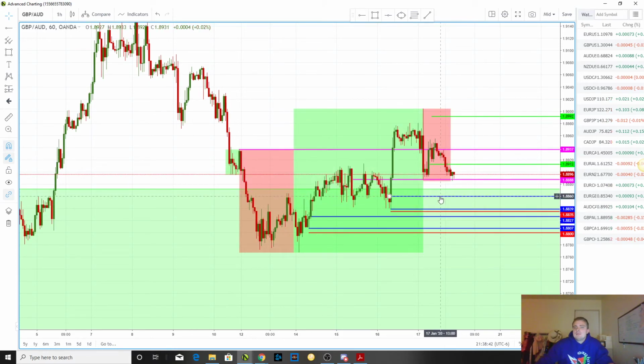And if you just have your entry here and your stop here below this, then you're just trading support and resistance. Your profit margin is going to suck.